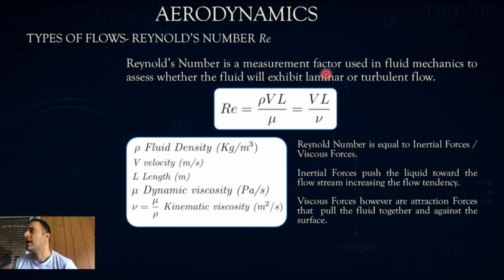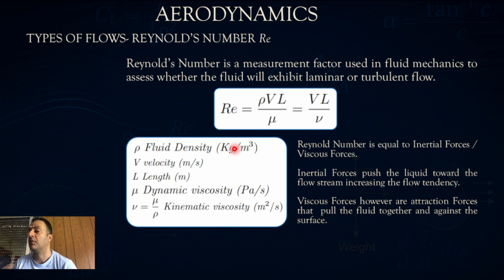Now let's talk about Reynolds number, RE. Reynolds number is a measurement factor used in fluid mechanics. It has no unit to it. It is used to assess whether the fluid will exhibit laminar or turbulent flow. RE is equal to rho VL over mu. So let's break it down.